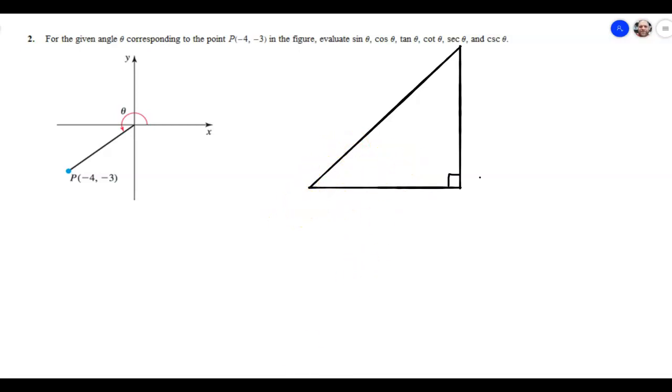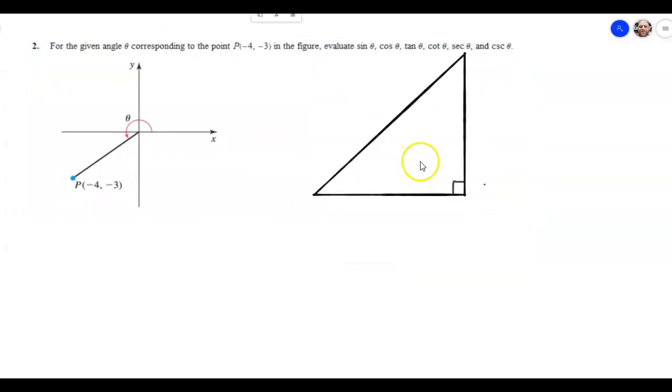We can call them whatever we like. In this case, I will call this one A, and I'm going to call this one B.